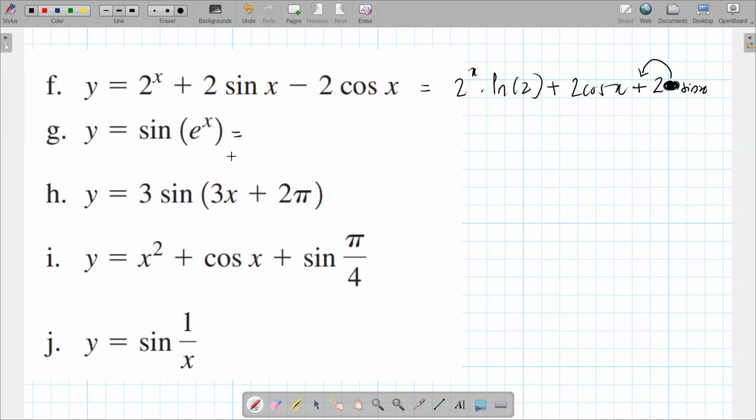Okay, G. What's y prime? It's cosine of e to the x. Yeah? Anything else? And then itself, like times e to the x. Yeah, done.